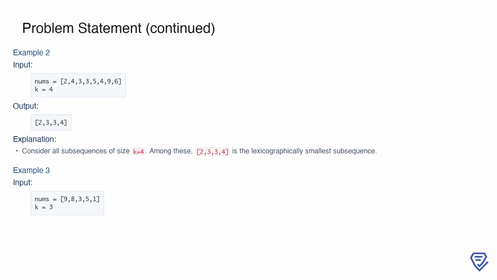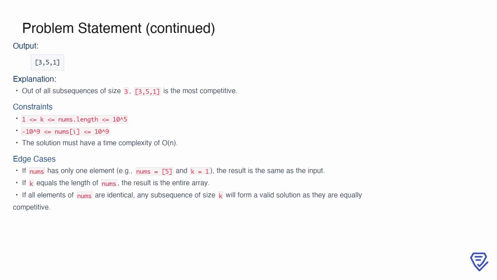Now, let's look at one more example to ensure the concept is clear. In the final example, we have nums equals [9, 8, 3, 5, 1], and k equals 3. This means we need to find the most competitive subsequence of size 3. After evaluating the subsequences, it turns out that [3, 5, 1] is the most competitive option. This is because it is lexicographically smallest when compared to all other subsequences of size 3 from this array.